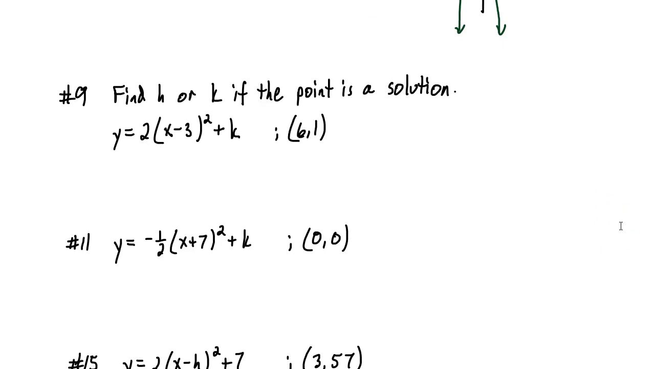Number 9, find h or k, whichever one we don't know, if this ordered pair solves the equation. So if 6 comma 1 is a solution, then 6 works for x and 1 works for y. Let's substitute those.